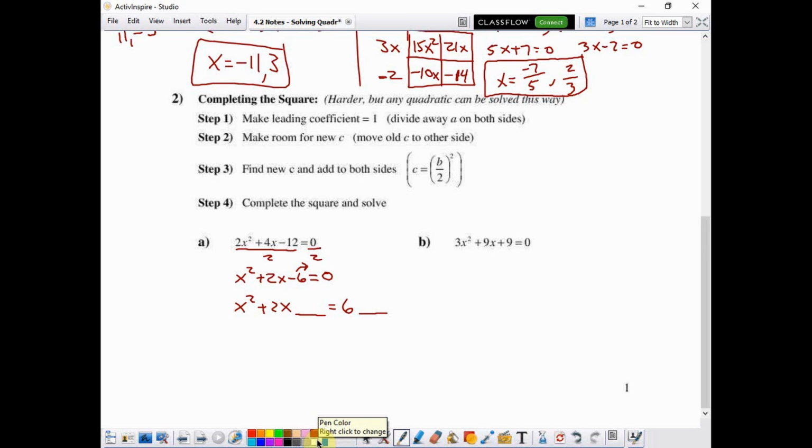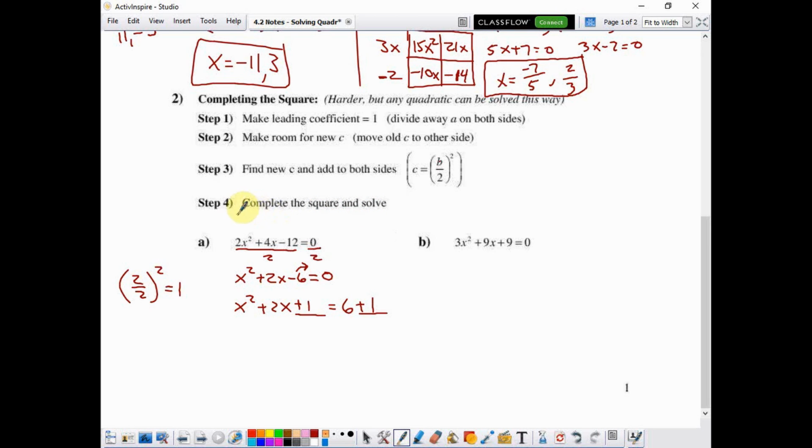Third step is to find the new c and add it to both sides. The new c is b divided by 2 squared. Over here, b is 2, so that's 2 divided by 2 squared. 2 divided by 2 is 1, squared is 1. So I'm adding 1 to both sides. Now what I have here is a square trinomial. So step 4 says complete the square and solve.